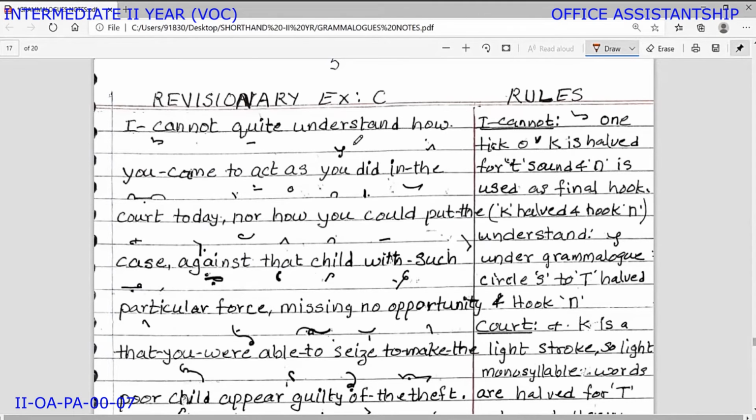How do you write "you came"? You diphthong, gramlogue for "you" word. And "came" is K-A-N-M. "Came" to the gramlogue "at." Here you are using the halving principle again. The halving principle says that for monosyllables, the halving principle will be applied for light strokes.